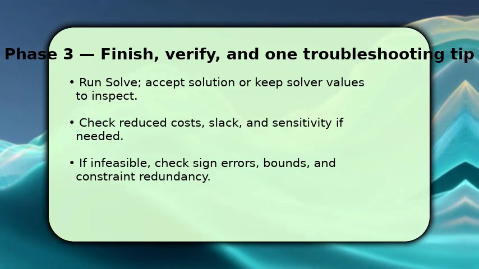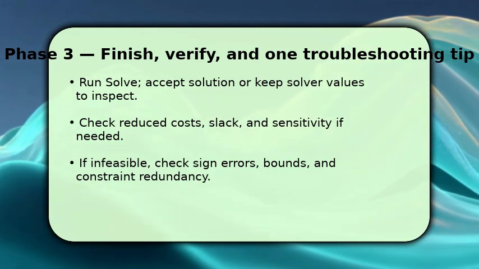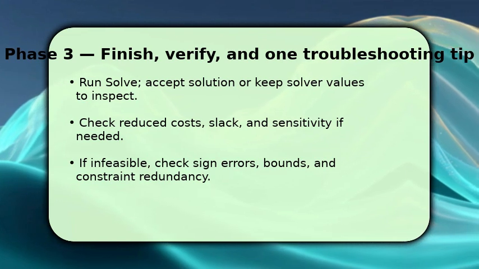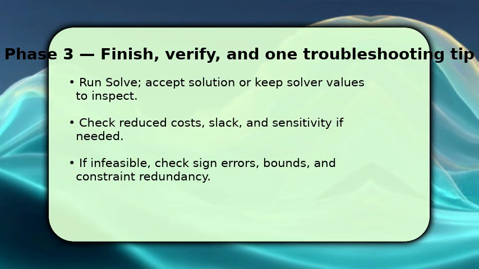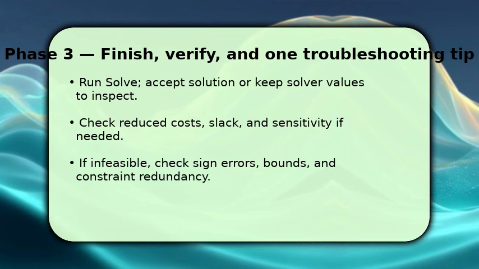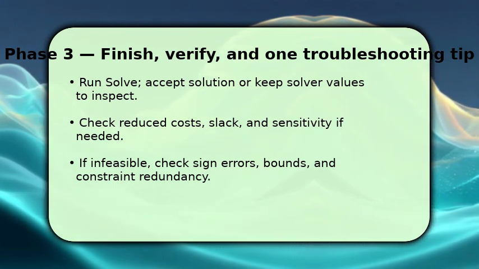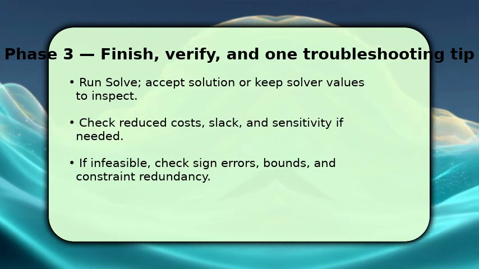You want to verify variable values, plus interpret slack and reduced costs to understand trade-offs and binding constraints. If outcomes look wrong, troubleshoot. Check for sign mistakes in constraints, tight bounds on variables, or duplicate constraints causing infeasibility. Finally, rerun after corrections. Make small, isolated changes so you can trace which adjustment fixed the issue.